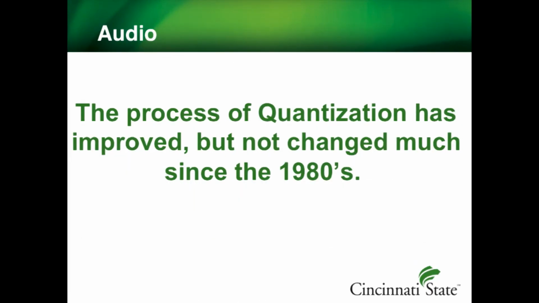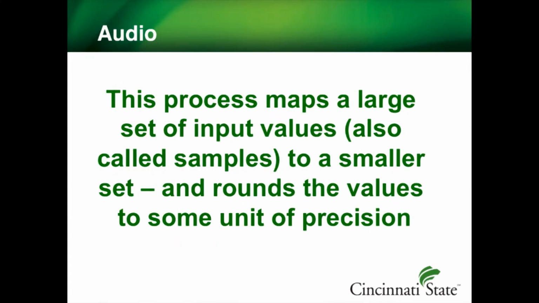The process of quantization has improved, but pretty much hasn't changed since the 1980s. The process maps a large set of input values, also called samples, to a smaller set and then rounds the values to some unit of precision. This comes in a concept called bit depth, which we'll get to in the next lecture.